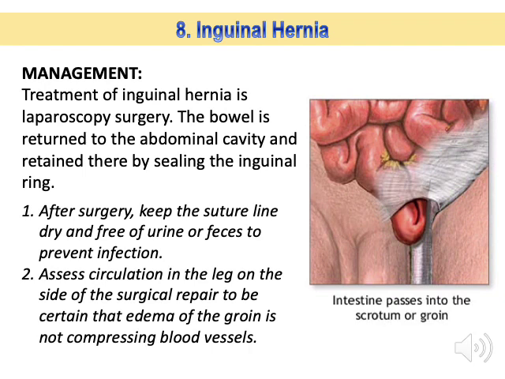Treatment of inguinal hernia is laparoscopic surgery. The bowel is returned to the abdominal cavity and retained there by sealing the inguinal ring. Before, surgery for inguinal hernia was delayed until 3 or 4 years of age. But today, to prevent bowel strangulation, which is a surgical emergency, infants with inguinal hernia may have surgery before 1 year of age. Surgery can also be proposed as a prophylactic measure.